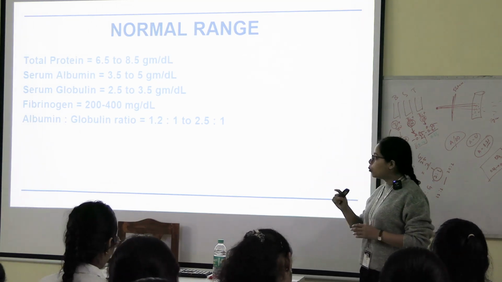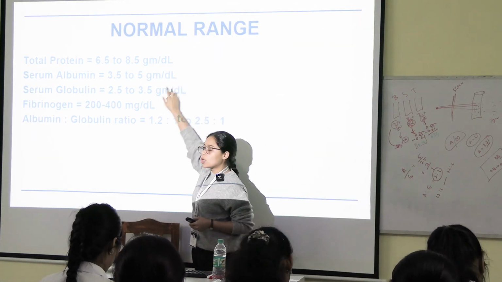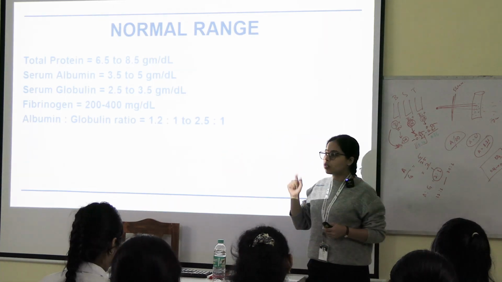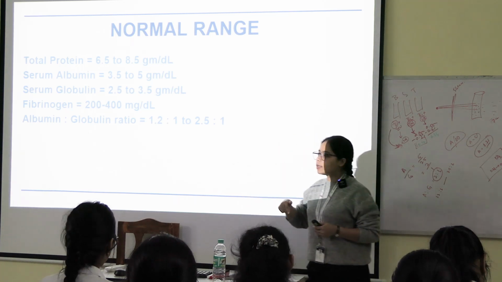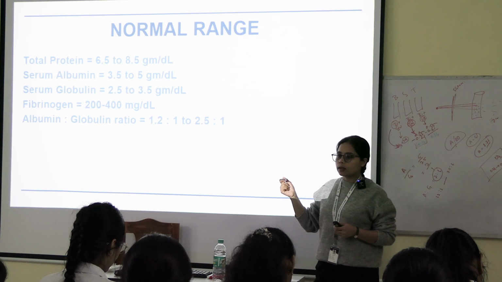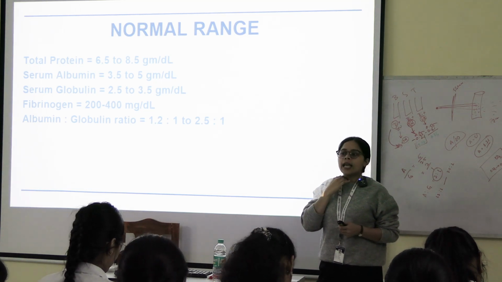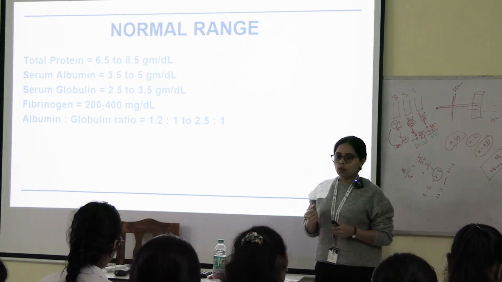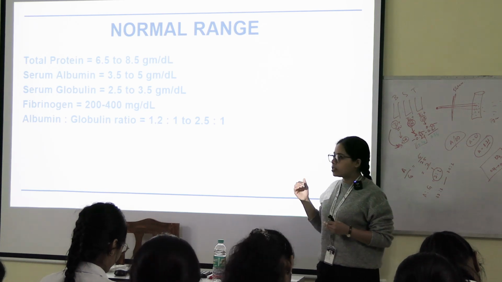If serum albumin is less, will the A/G ratio be increased or decreased? It will be decreased. And if the globulin is less, then the A/G ratio will increase. Did you understand? If albumin is low, the A/G ratio will be low. And if globulin is low, the A/G ratio will be raised.